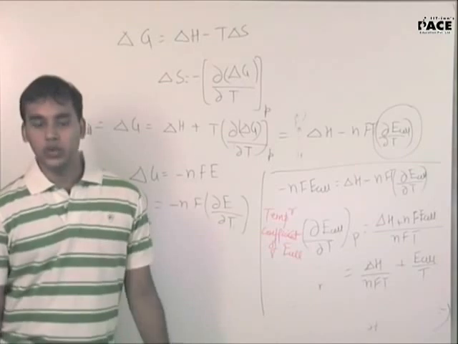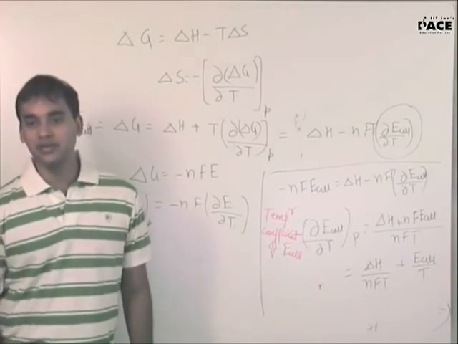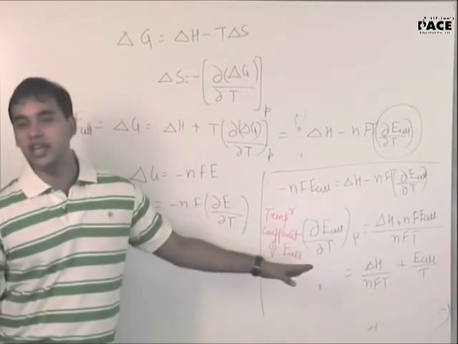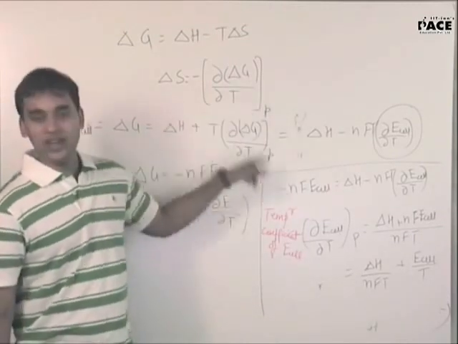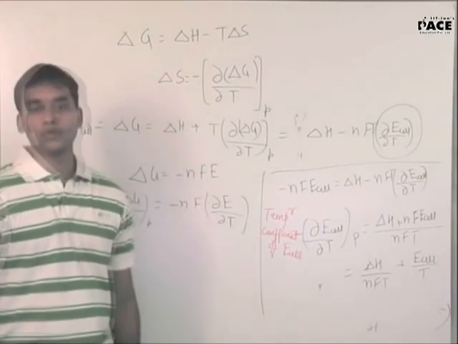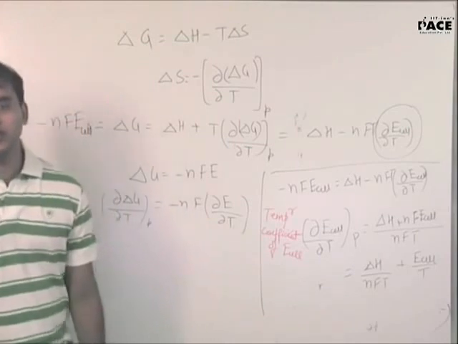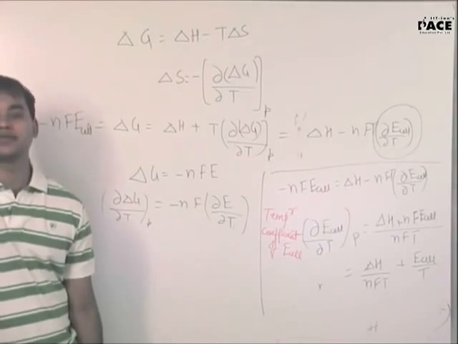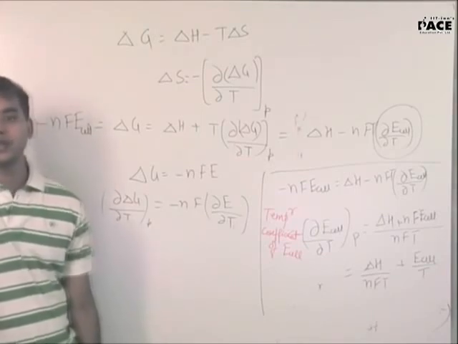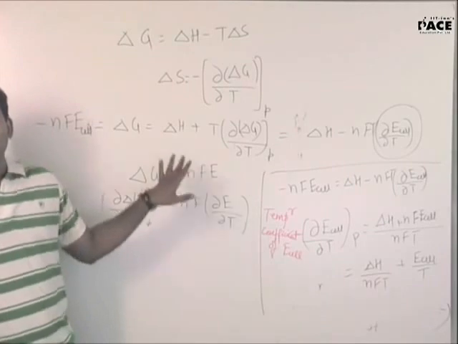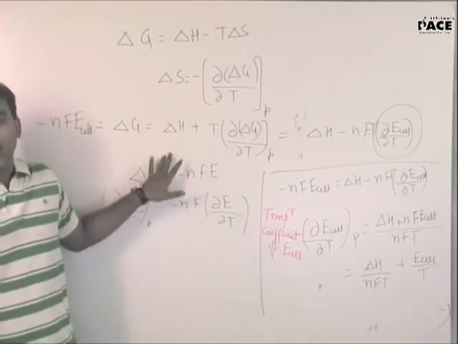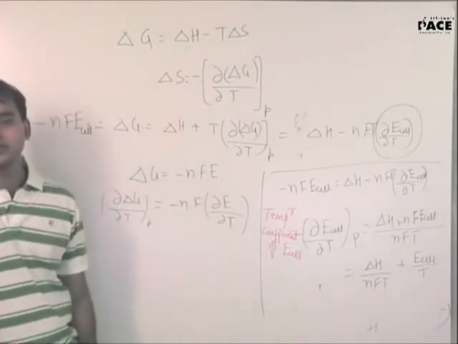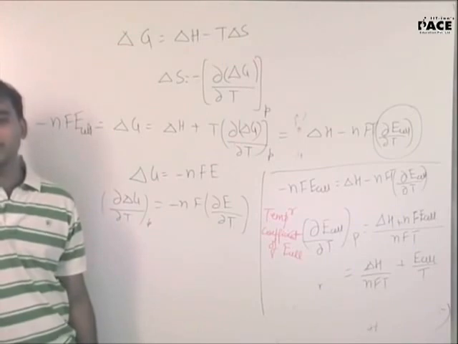Simple enough. You don't have to remember this, just derive it. This is my suggestion. You don't have to remember all these complicated things. You know this thing, derive it directly. Clear? So if they ask you what will be the temperature coefficient of E cell, they are asking you about del E by del T. Similarly, they can also ask you what will be the delta H of the reaction, and they will give you del E by del T. Again, you can do it.